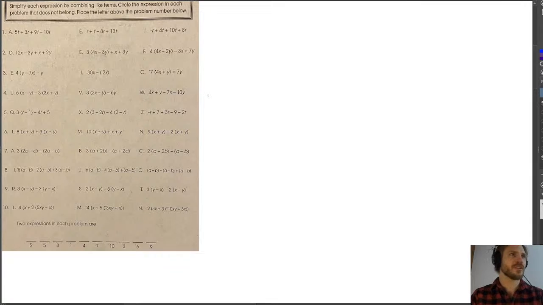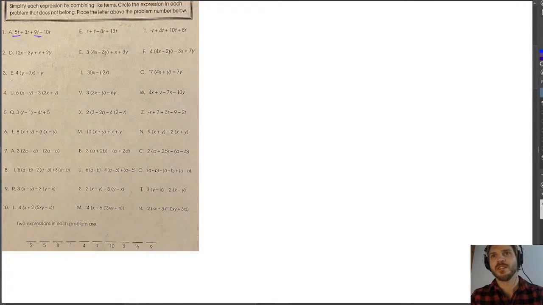Then, okay, speed round. Simplify each expression by combining like terms. Circle the expression in each problem that does not belong. Place the letter above the problem below. Okay, so they mean the one that doesn't belong. I have no idea what they mean by that. All right, well, let's see.